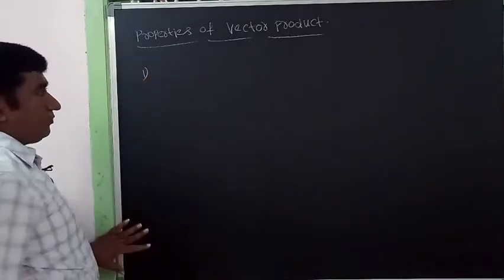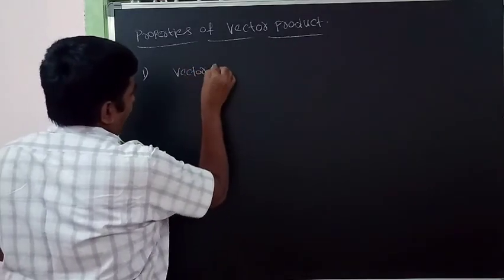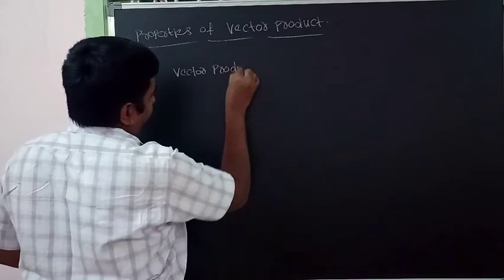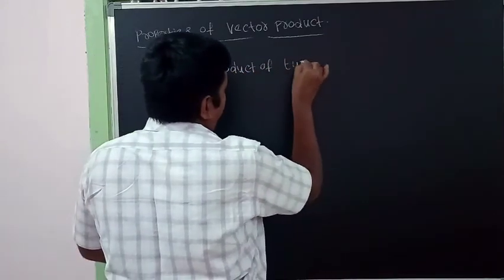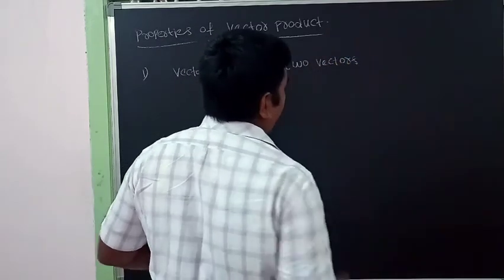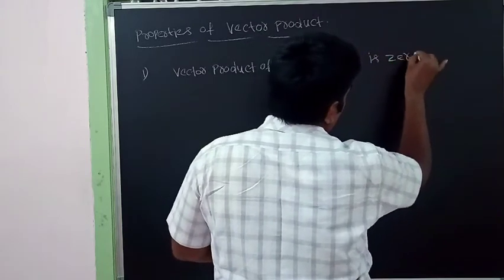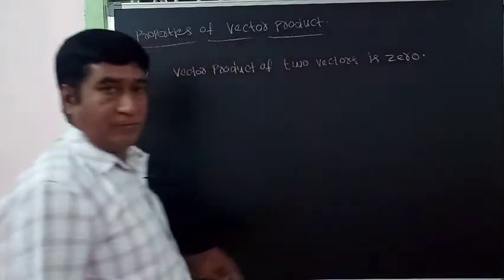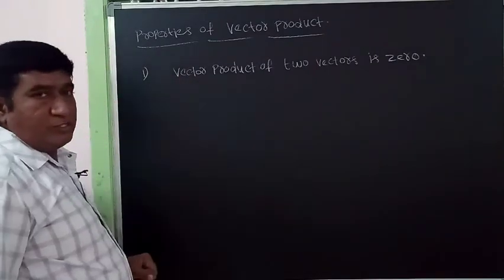So next one, properties of vector products. In this case, first, the vector product of two vectors is 0. When are we going to get the vector product of two vectors as 0?